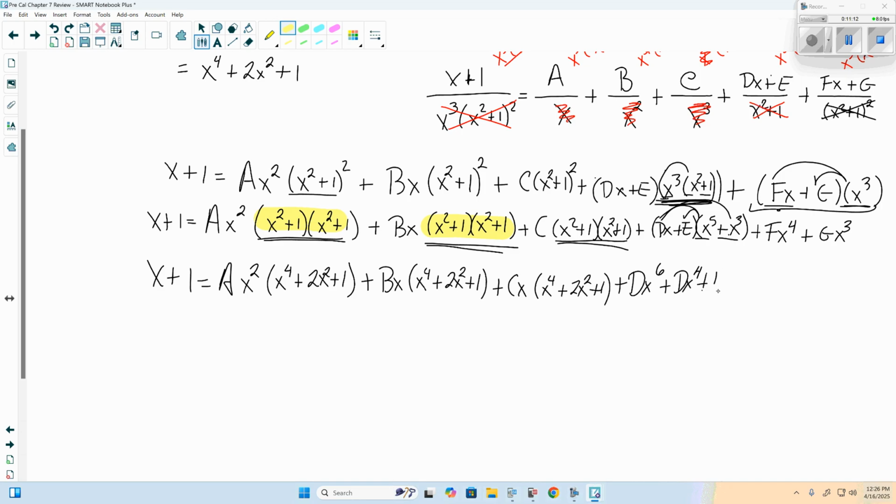e times x to the fifth is e x to the fifth. e times x to the third is plus e x to the third. So really, even at where we had the middle steps, this is where we're at this point. We're just trying to multiply through and get all the terms out.